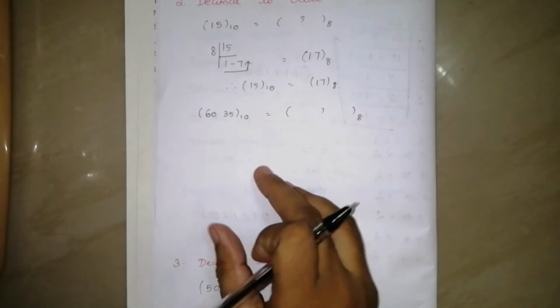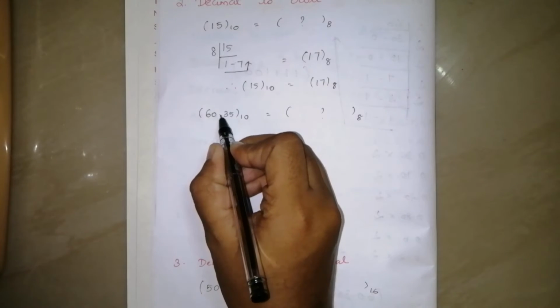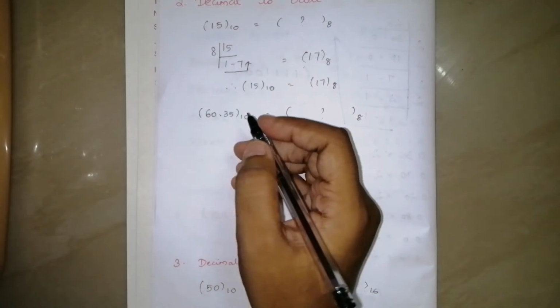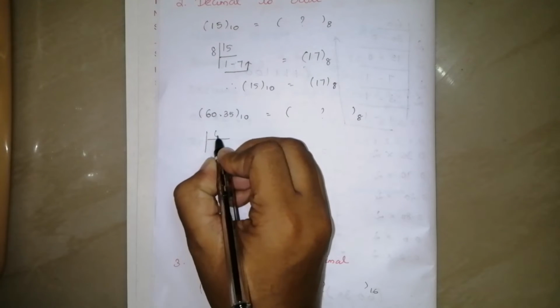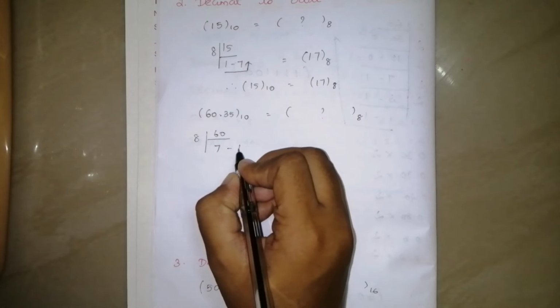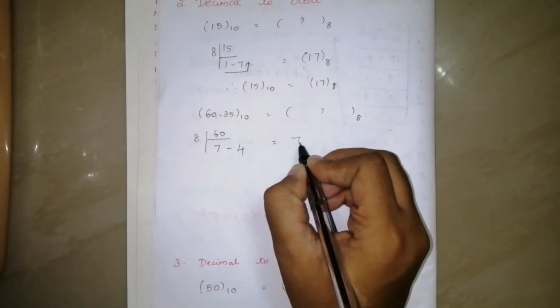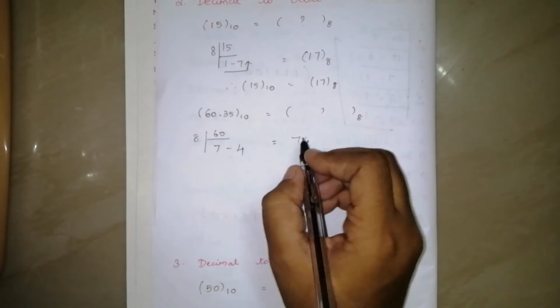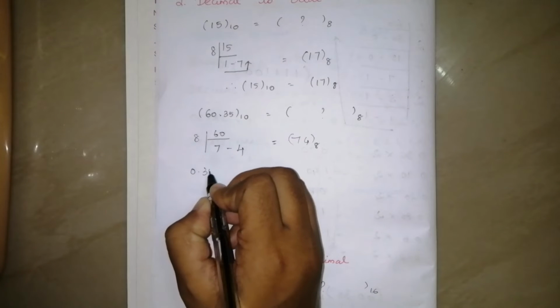Then let us discuss the second example, 60.35. Here it has digits after the decimal point. For this, similar to binary, we use the same method for octal also. For 60 we have to find first. 8 sevens are 56. So the remaining is 4. Therefore the octal equivalent of 60 is 74, 74 of base 8. Then we have to find for 0.35.